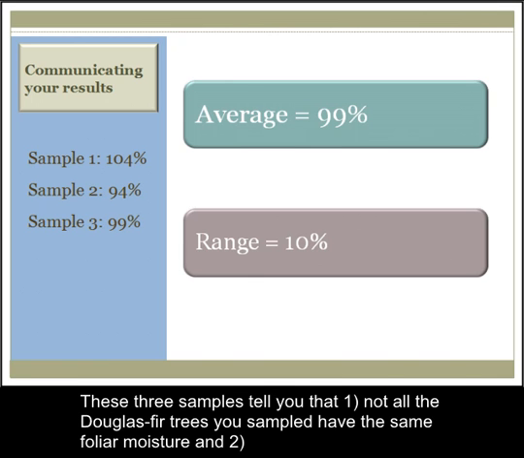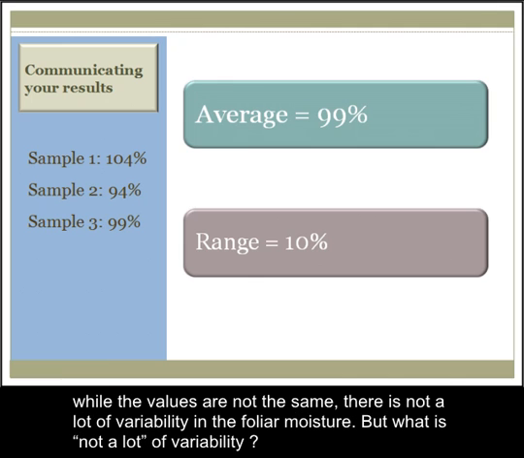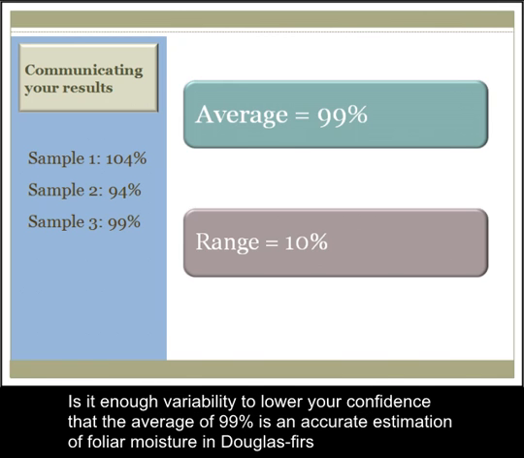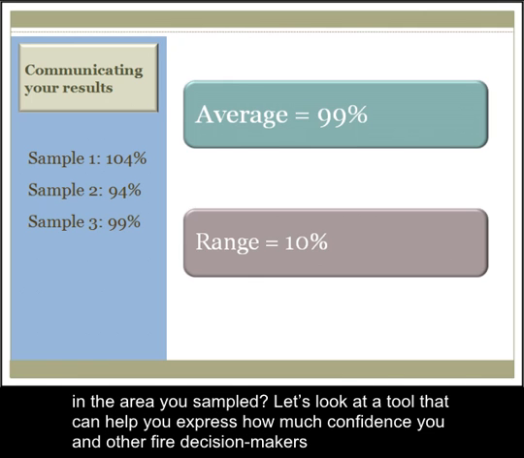These 3 samples tell you that 1. Not all Douglas fir trees you sampled have the same foliar moisture, and 2. While the values are not the same, there is not a lot of variability in the foliar moisture. But what is not a lot of variability? Is it enough variability to lower your confidence that the average of 99% is an accurate estimation of foliar moisture in Douglas firs in the area you sampled?